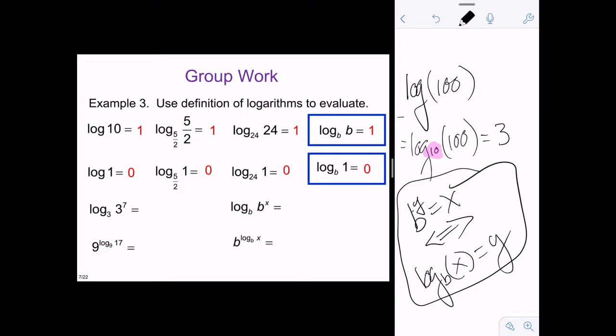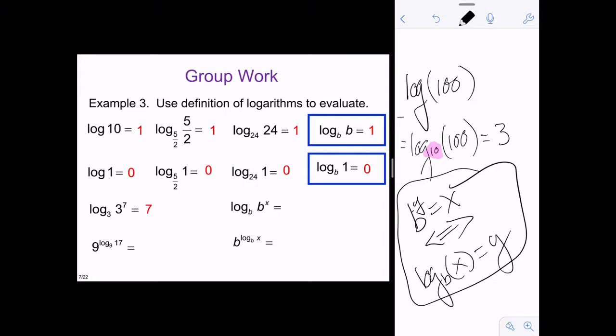All right, now let's take a look here. I've got log base 3 of 3 to the 7. And I have log base b of b to the x. So what power do I take 3 to get the number 3 to the 7? And if it sounds like a trick question, well, by golly, it is. The power is 7, right? 3 to the 7, the power I take 3 to get that is 7.